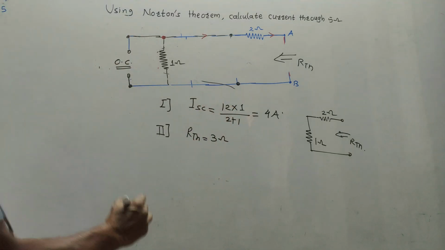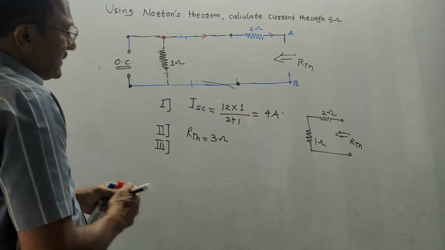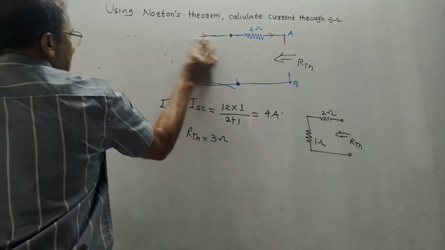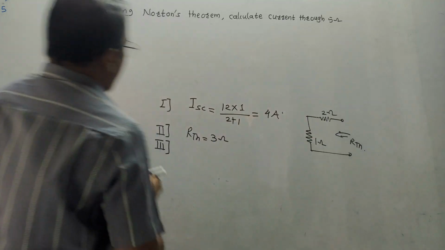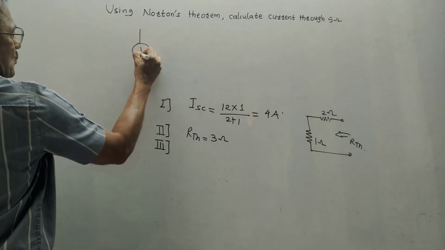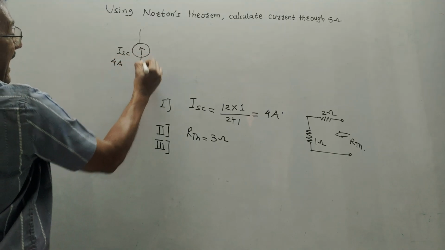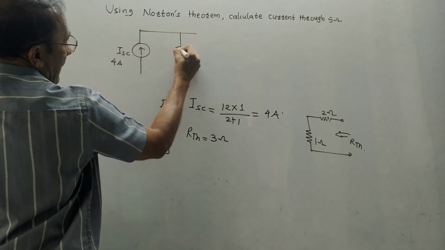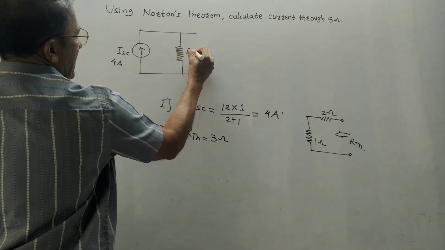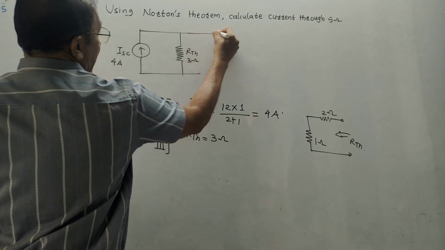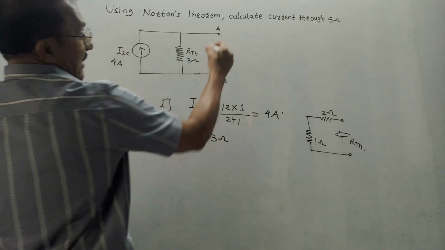Now the third step. What do I need to do in the third step? In the third step, I need to draw the Norton's equivalent diagram. How to draw the Norton's equivalent diagram? Very simple. You need to draw one current source. The value of this current source is ISC, which we have already calculated. This value is 4 amperes. And in parallel with this, draw RTH, which we have calculated. This is RTH whose value is 3 ohm. These are the points A, B.